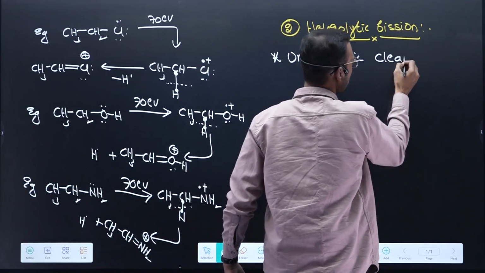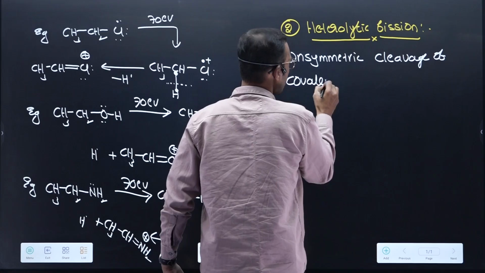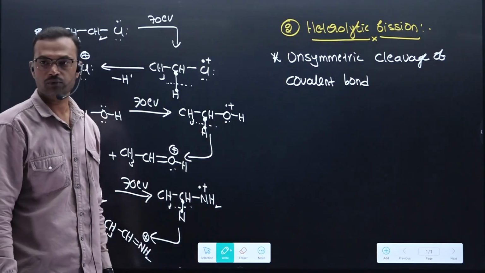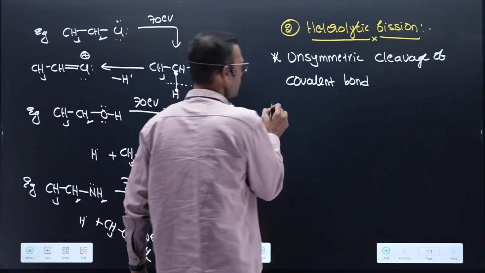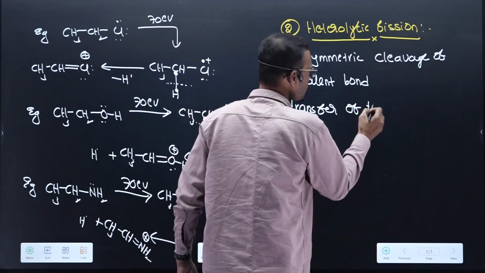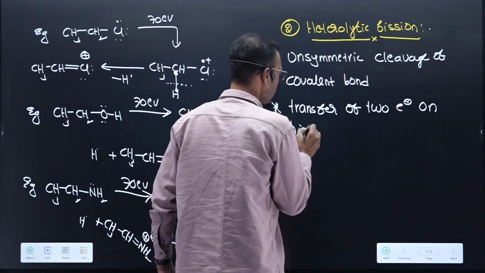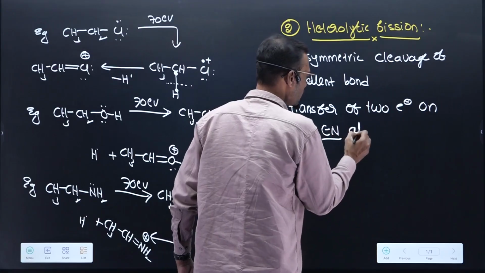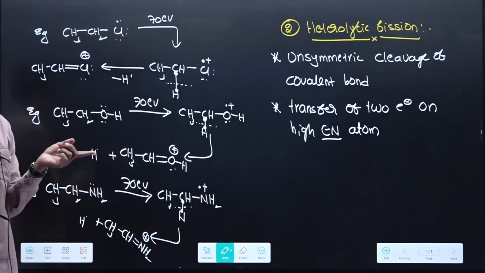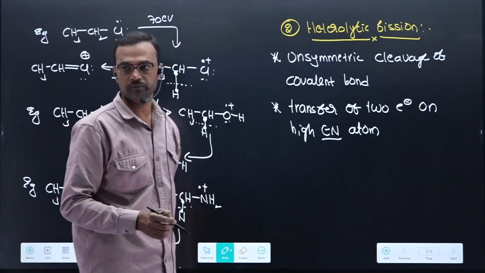Unsymmetric cleavage of covalent bond. Here we are going to get transfer of 2 electrons to the highly electronegative atom. So between 2 atoms, if any covalent bond is present, one should be highly electronegative, the other less electronegative. If you transfer the 2 electrons to the highly electronegative element, that is called heterolytic fission.